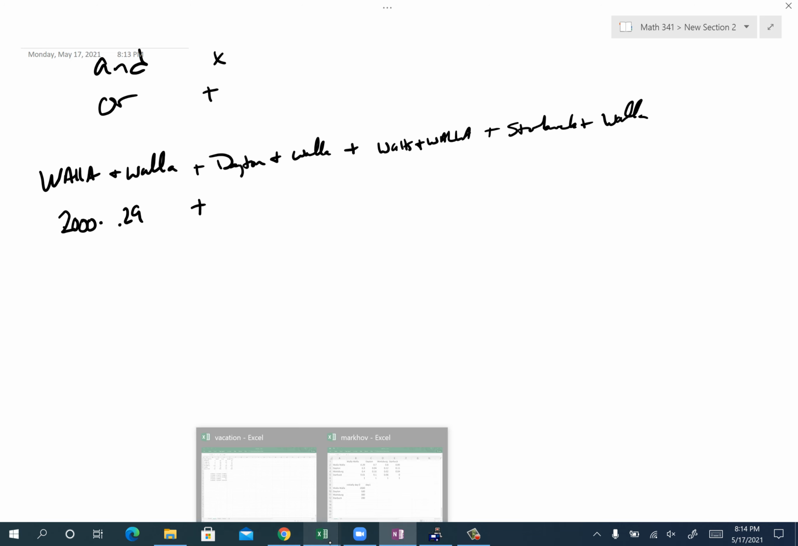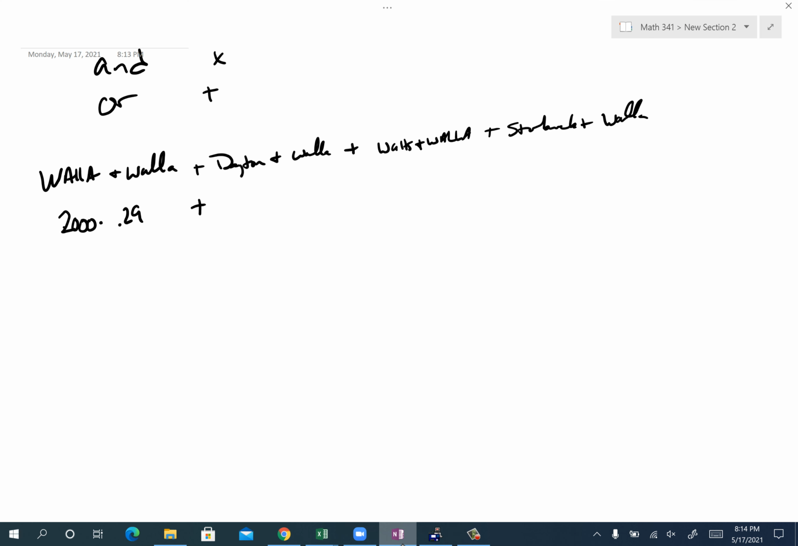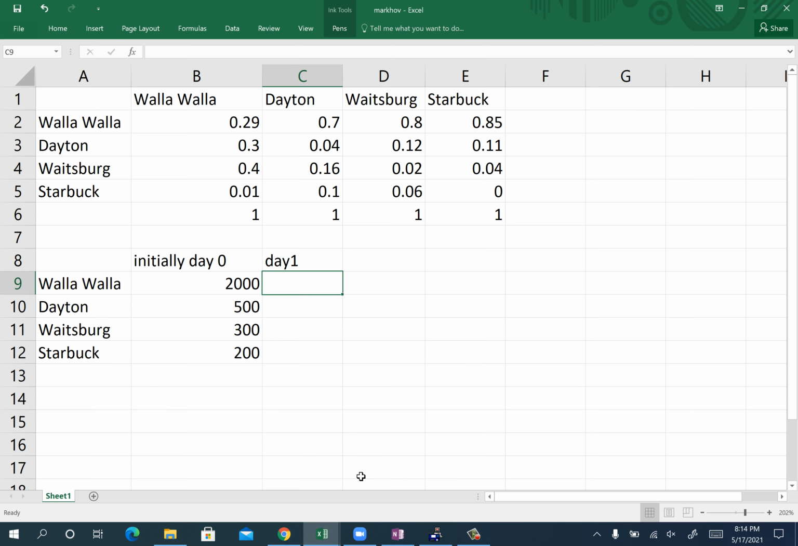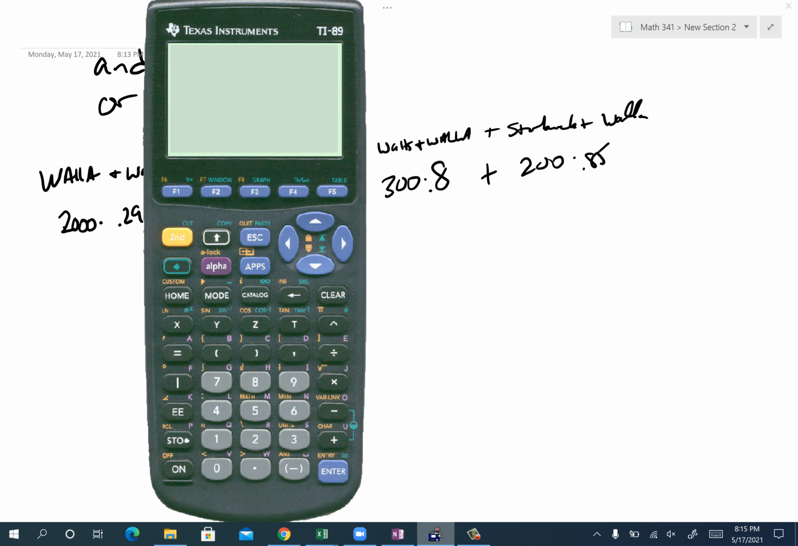Dayton, let's look at that. If you start in Dayton, there is a 70% chance you went to Walla Walla. There are 500 initially in Dayton, times 0.7. Waitsburg, there were 300 initially, and Waitsburg to Walla Walla is 80%. And Starbuck, there's 85% went to Walla Walla. Nice. Let's get a calculator out.